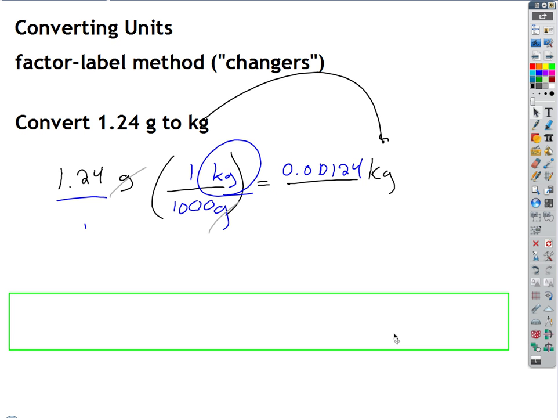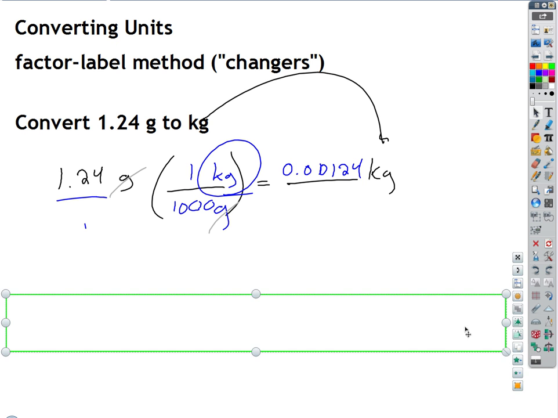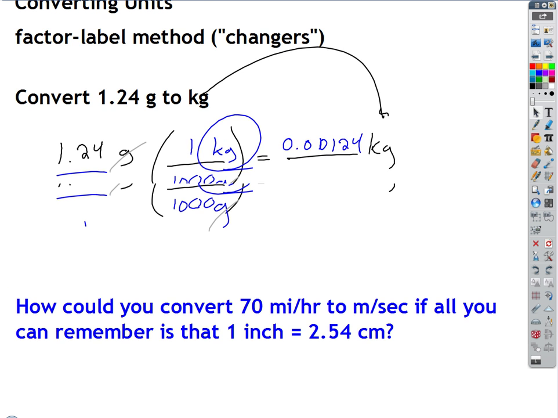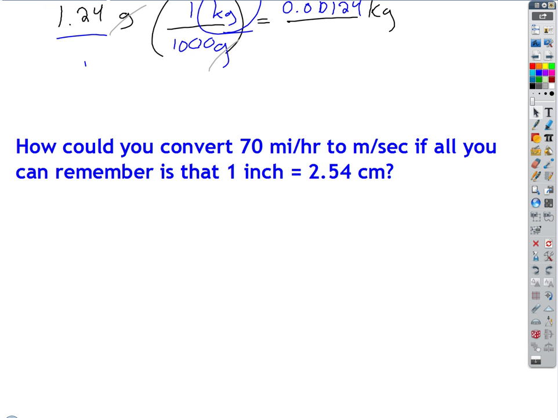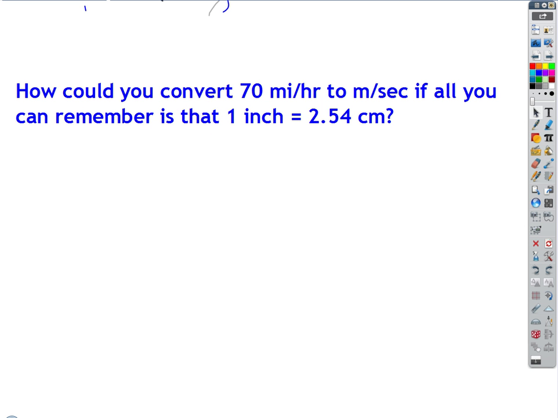Let's look at one that's just a little bit harder, and you'll see why this technique is maybe useful here. So say we want to convert 70 miles per hour to meters per second. If all you can remember is that 1 inch equals 2.54 centimeters. And I always find myself in these situations where I only remember one of the conversions that I need, and maybe it's not the convenient one, but that's all right. It works.